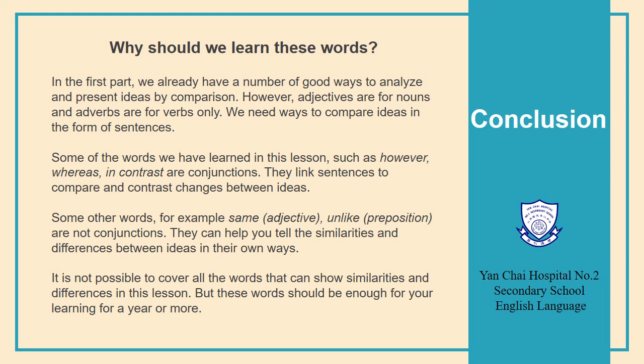Some of the words we have learned in this lesson, such as however, whereas, in contrast, are conjunctions. They link sentences to compare and contrast changes between ideas. Some other words, for example, same, unlike, are not conjunctions. They can help you tell the similarities and differences between ideas in their own ways. It is not possible to cover all the words that can show similarities and differences in this lesson, but these words should be enough for your learning for a year or more.